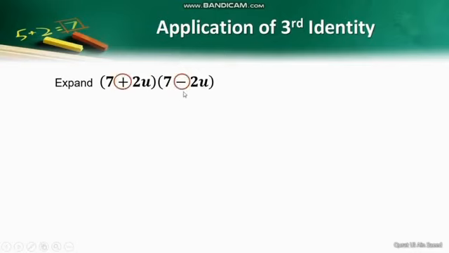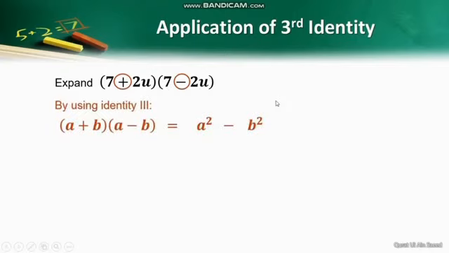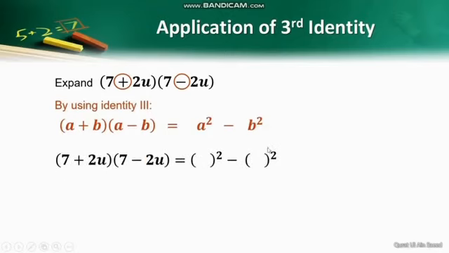Here the terms are 7 and 2u. You can observe that the terms in both expressions are the same. So this suggests we apply the third identity. We'll write down the identity, write down the given expression under it, compare the two expressions, and identify the values of a and b. Here a is 7 and b is 2u.